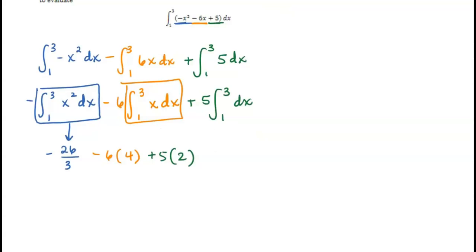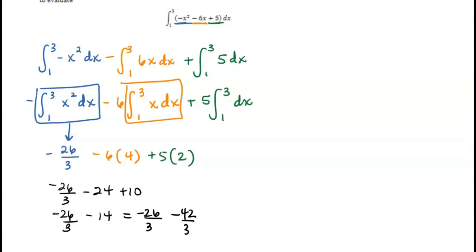And then we will just evaluate all of this. So we have negative 26 over 3 minus 24 plus 10. That's a negative 14. If I wanted to write 14 with the denominator, really, you could just put this in your calculator. I'm not even really sure why I'm doing this, but this is negative 26 over 3 minus 42 over 3. And a 26 and a 42 will come together to give us a 68.